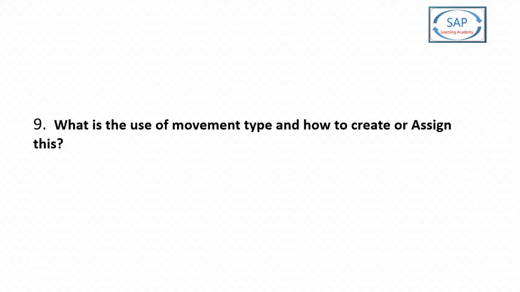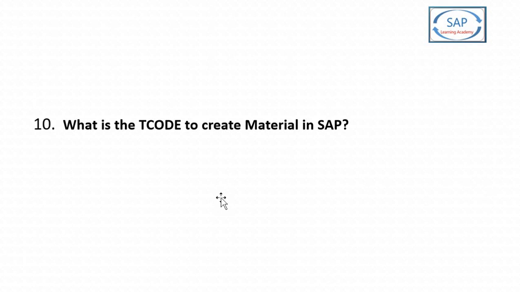Now coming to the last question. What is the Tcode to create material? It is very easy, and the answer is Tcode MM01. You can use this Tcode MM01 to create material, or otherwise you can also use MM41. Using this Tcode, you can also create the material and material master data.